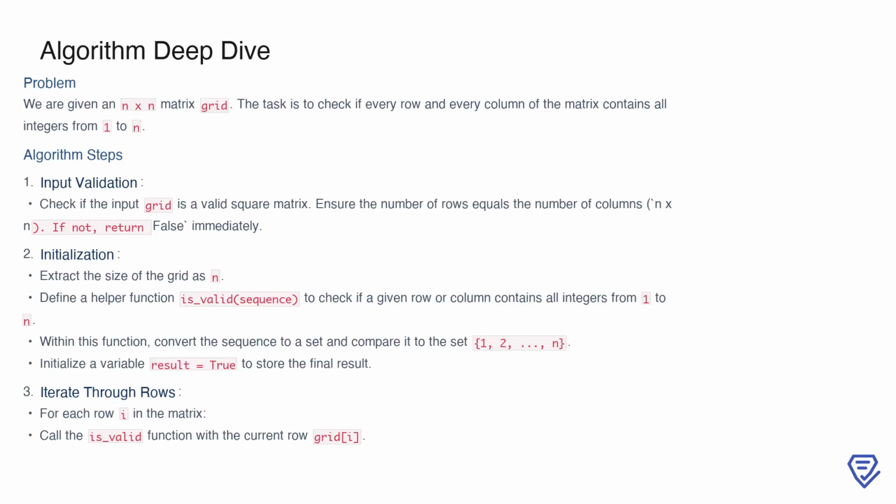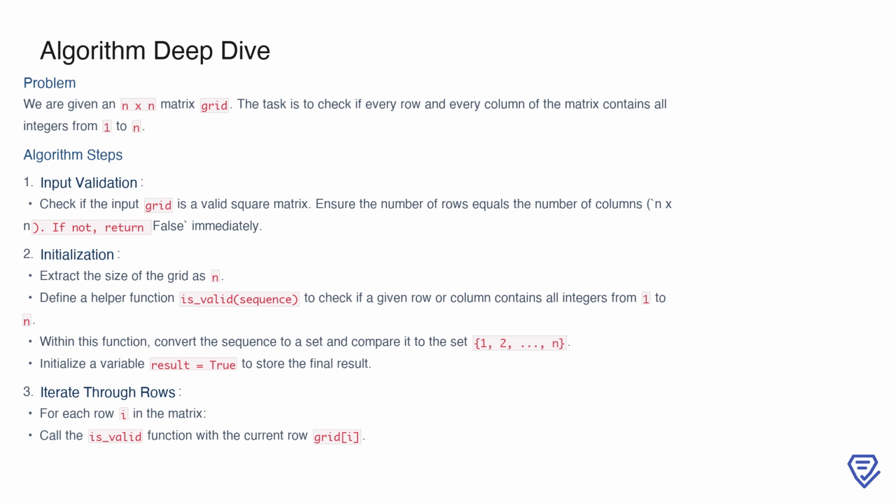In this problem, we are tasked with determining whether every row and every column of a given n by n matrix contains all integers from 1 through n. To solve this, we can break the algorithm into clear steps. First, input validation is crucial. We need to confirm that the matrix is square, meaning it has an equal number of rows and columns. If this condition isn't met, we can immediately conclude the result is false.